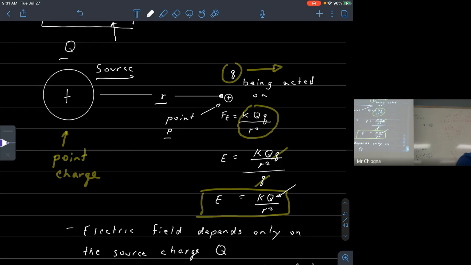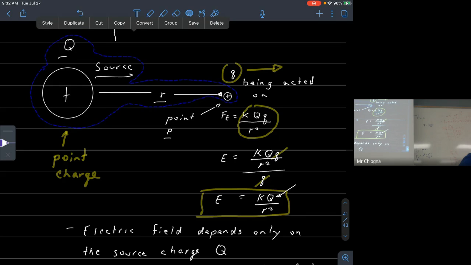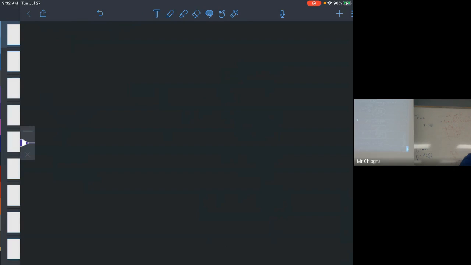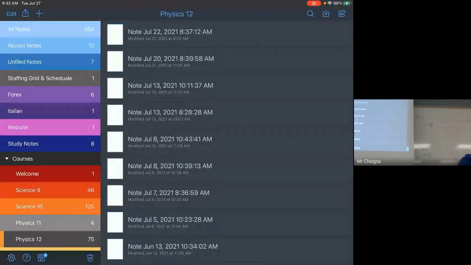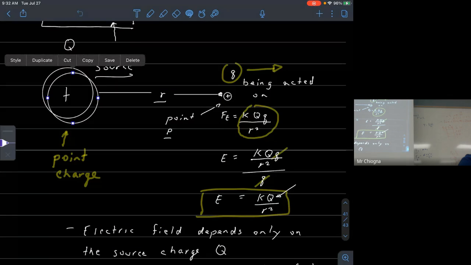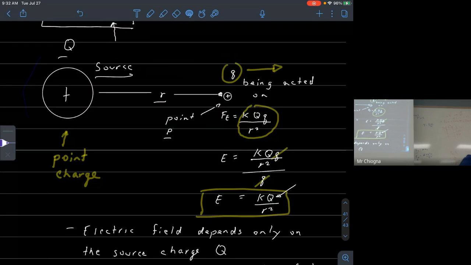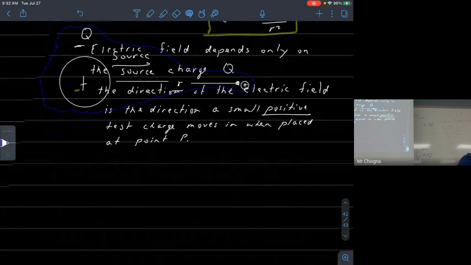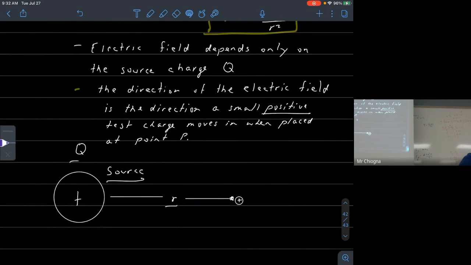Let me just redraw this. Let's redo the diagram and change the source to a negative. That's a negative now.